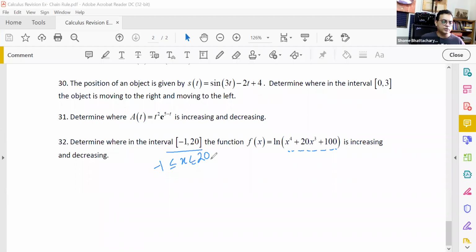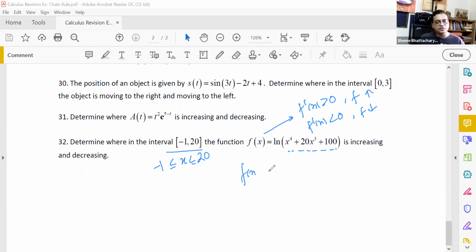So this is part of the domain of the function. This is like a specific domain. This is not the natural domain; the natural domain will be even larger. Now we have to just find out where f prime x is positive, the function is increasing, and where f prime x is negative, the function is decreasing.